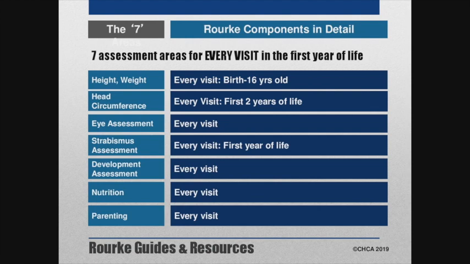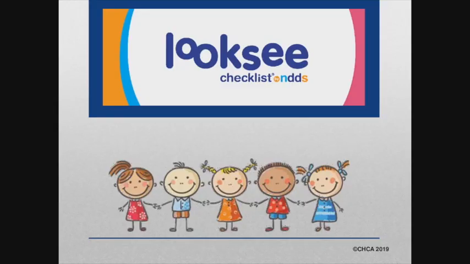Moving back to the Rourke baby record are the main 7 areas and how often they are checked. So height and weight and head circumference is pretty much every visit. Head circumference is pretty much for the first 2 years of life. The eye assessment is done at every visit, mainly assessing for strabismus, which is especially pertinent during the first year of life. The developmental assessment, nutritional, and parenting is done at every visit.